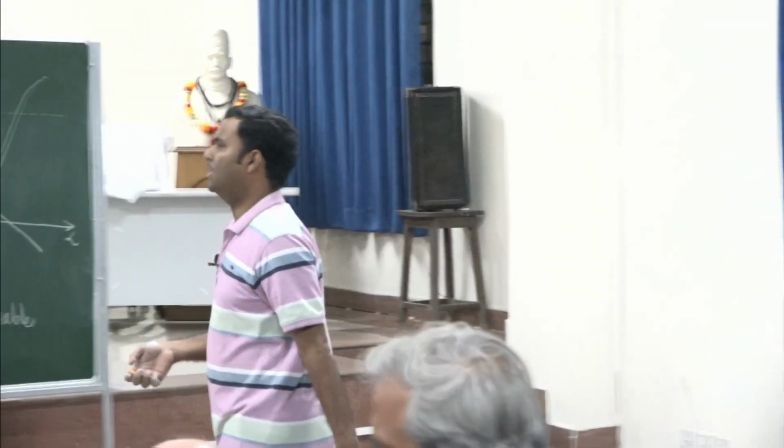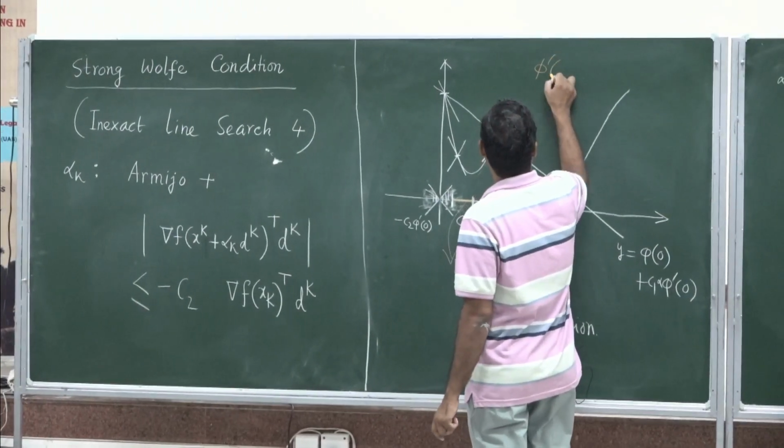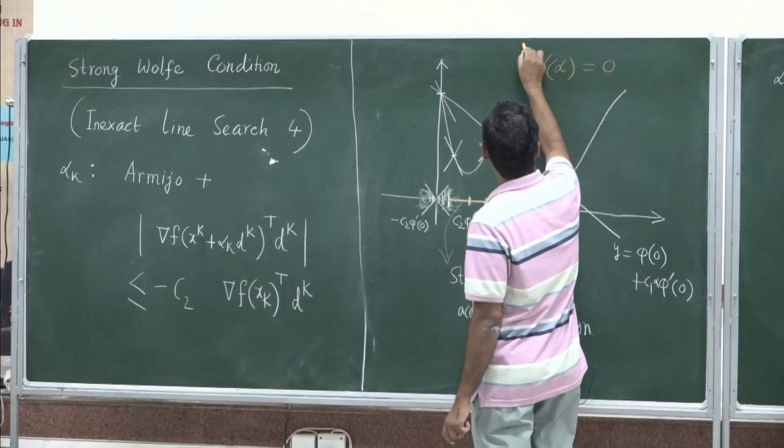Second question is, in all four methods we are finding phi dash 0, yes. So what is the computational advantage of all four methods compared to exact line search? We are not finding the root of phi dash. Earlier in exact line search we were solving phi dash equals 0, this equation. We needed to solve this equation, right?